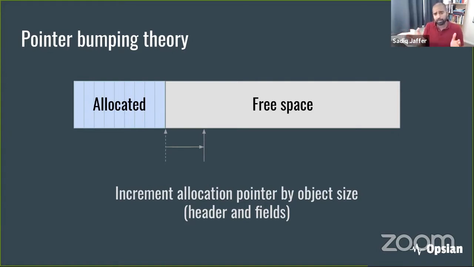So we bump it by that amount, and then we check: is that new amount that we've got over the end of this allocation region?